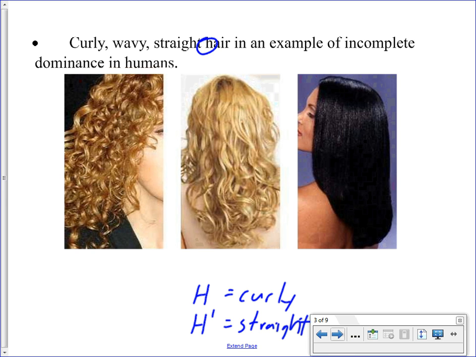In the picture on the left-hand side, this is going to be curly. So those individuals will have two copies of the capital H. On the right-hand side, the straight hair will be two copies of the H prime, and the intermediate form is going to be H H prime, generating the wavy phenotype.